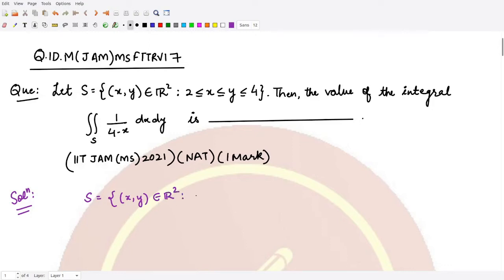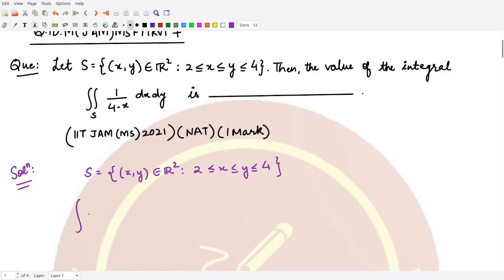So we are given the region in this R square such that both x and y lie between 2 and 4, and it is also given that x is less than y, right? So in order to solve this we need to find what are the limits for this given region. The function that is given to us is 1 divided by 4 minus x, dx and dy. So here we need to write the limits of x and the limits of y, because the order is defined in this manner only.